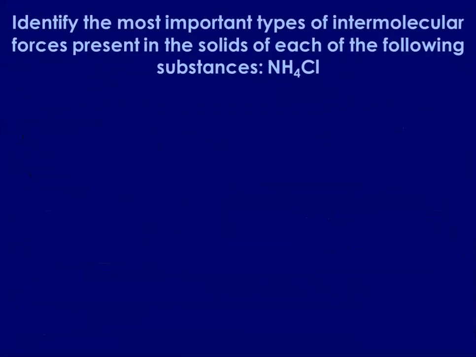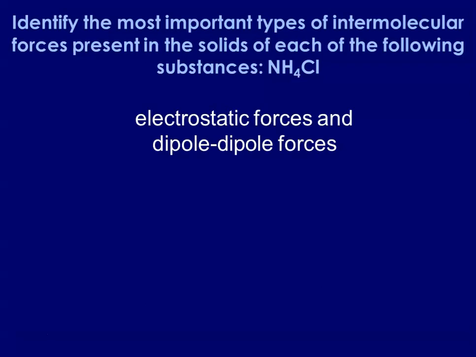So here we have NH4Cl, and I want to know what are the most important types of intermolecular forces present in these solids. So NH4Cl is an ionic compound, so it's absolutely going to have electrostatic forces. It also could have some dipole-dipole forces because it definitely has a polarity to the molecule. If you had just put electrostatic, though, I would have been totally fine with that. But again, it's electrostatic because it's made of a cation and anion. It's an ionic compound.